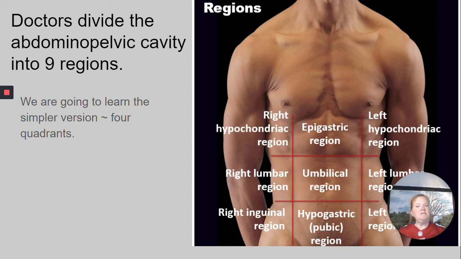Okay, now doctors divide the abdominopelvic cavity into 9 regions. Right hypochondriac, hypo meaning under, chond having to do with ribs, so under the ribs. Left hypochondriac. Hypogastric, under the stomach. Inguinal, the groin. Lumbar, in the lower back area. Umbilical, around the umbilicus or navel. The terms make sense, but we're going to use a much simpler version.